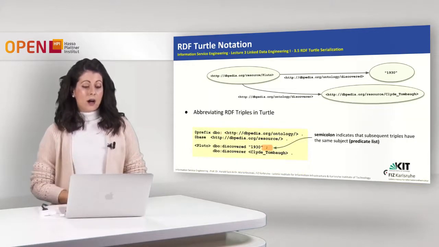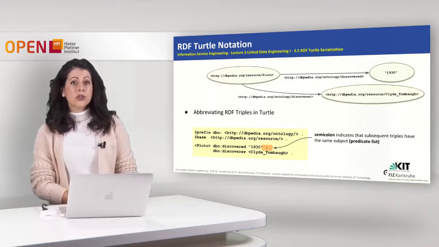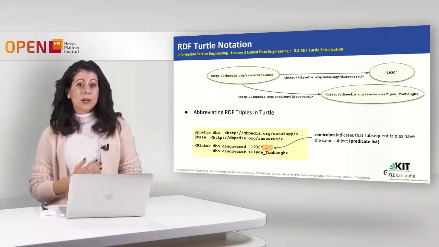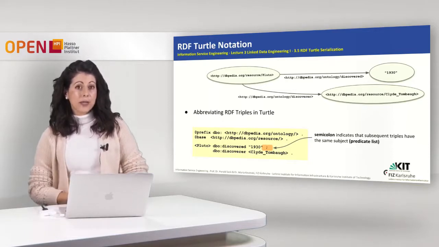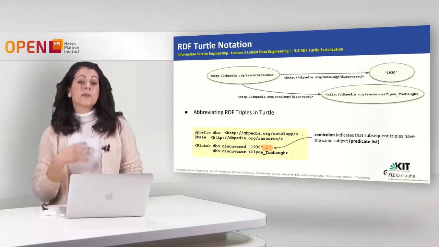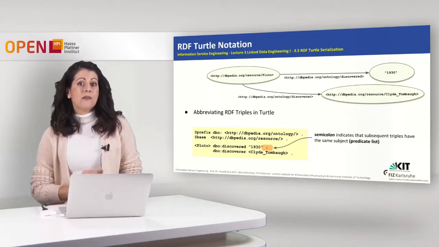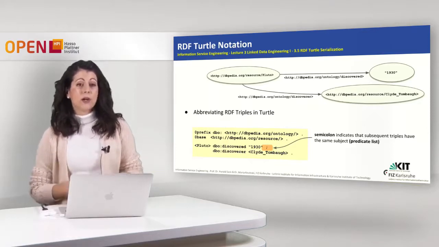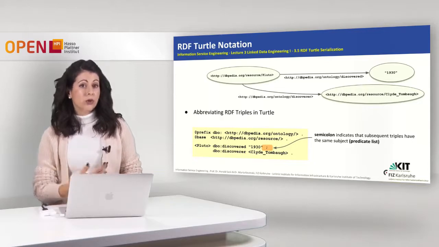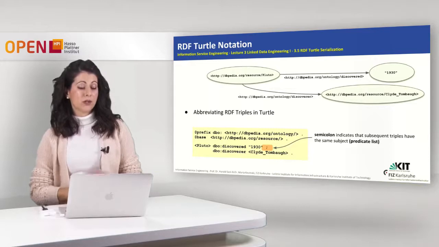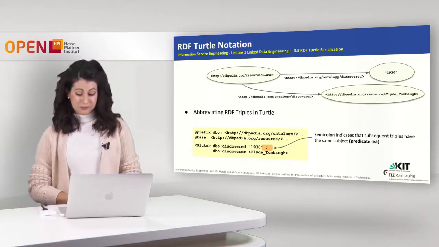But the RDF Turtle notation can be even shorter, and that is by using a semicolon instead of the period at the end of the triple. The semicolon indicates that the subsequent triples have the same subject, and this is also called the predicate list. So in case we have two triples that share the same subject, we don't have to repeat the subject again. It's sufficient to put a semicolon there to separate the two triples.